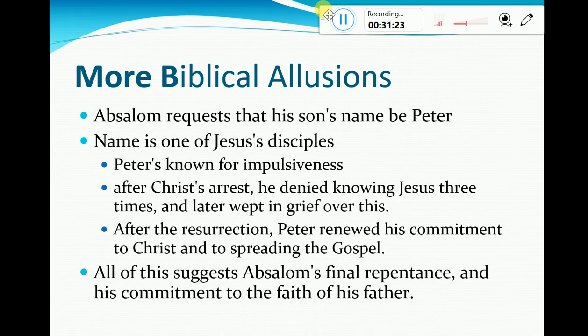Peter, known for his impulsiveness after Christ's arrest, denied knowing Jesus three times. This is also a biblical reference in naming his son Peter. All of this suggests Absalom's final repentance, and that he's committed to his faith, or to the faith of his father.